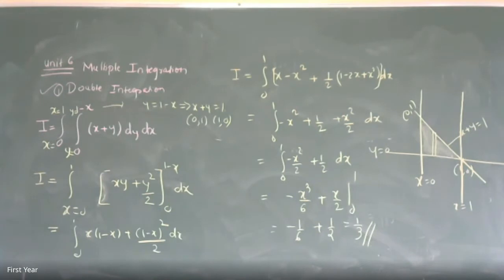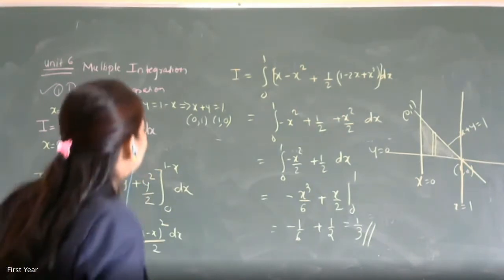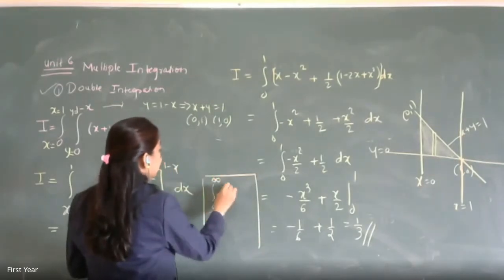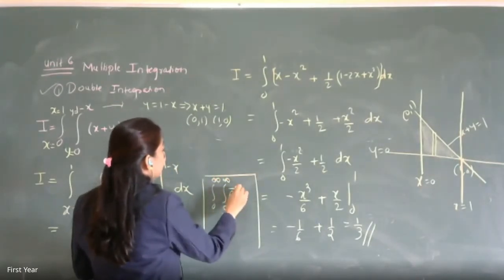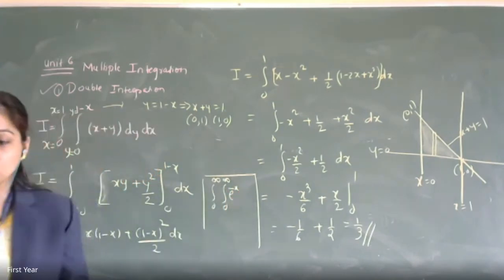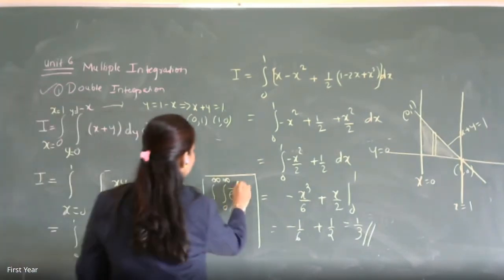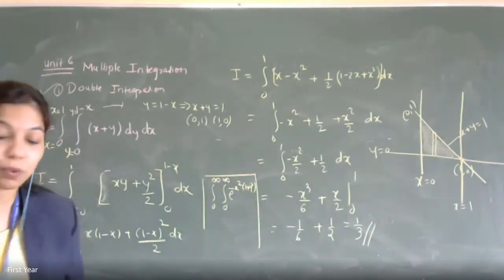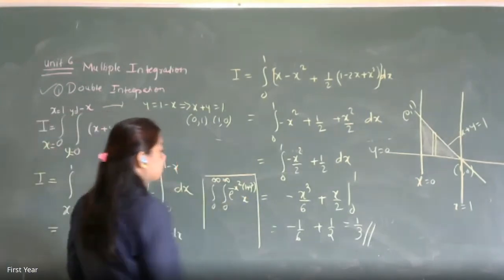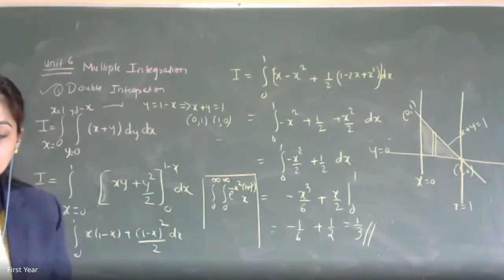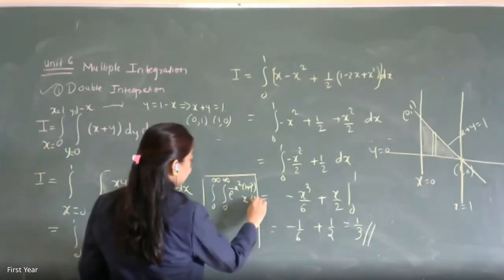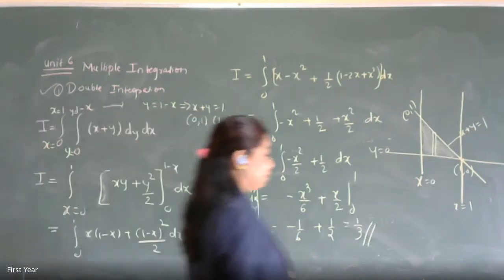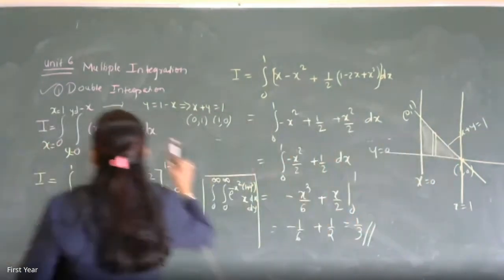Evaluate the integration 0 to infinity, e raised to minus x square into (1 plus y square) x, dx here. Try solving this quickly.